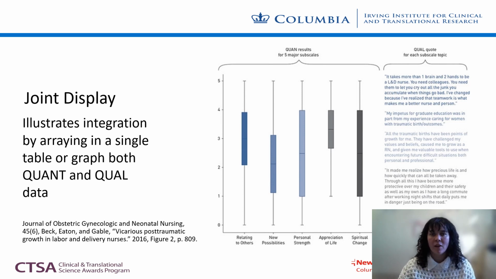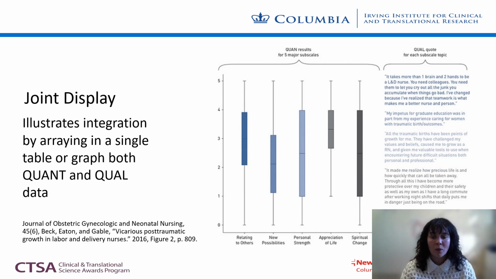Joint display is a very useful way to conduct and to illustrate mixed method integration. In a single table or graph, it presents both qualitative and quantitative results next to each other. In this example, there are 5 box plots for 5 different subscales within one overarching quantitative scale. And correspondingly, there are quotes about each of the subscale topics. The figure is color-coded so that the quote and the box plot for the same subscale are in the same color.